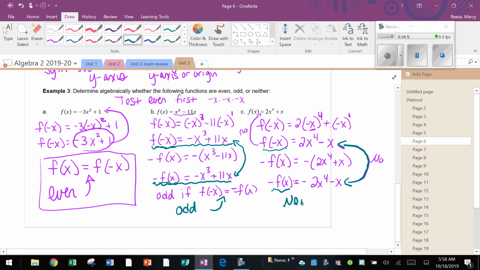It's neither. And you have to state this. F of x does not equal f of negative x. And f of negative x does not equal negative f of x. And that's your test. Even, odd, or neither.